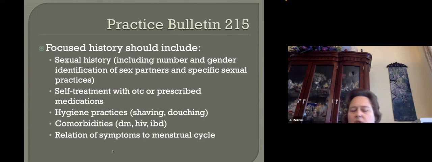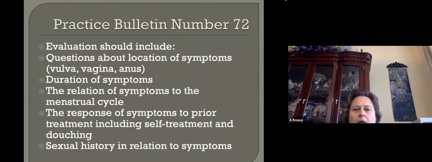And then also if they're still having cycles, ask them, are there changes with their menstrual cycle or is it independent? Obviously, you want to ask where the symptoms are, how long they've been going on, how they're related to their cycle, and what they've used in the past or on their own. And again, sexual history: do they have a new partner, change in practices, whatnot.